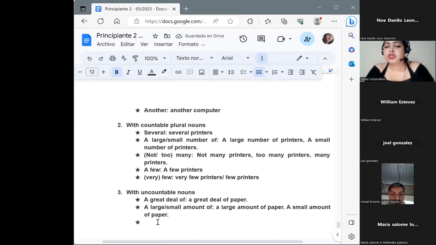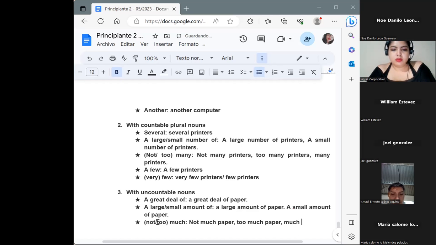Aquí en la anterior decía not too many. En este caso vamos a tener el not too, pero ya no es many, sino much. Not too much para nombres no contables. Many para nombres contables. A little. En nombres contables es a few cuando son pocos y aquí es a little cuando son nombres no contables.